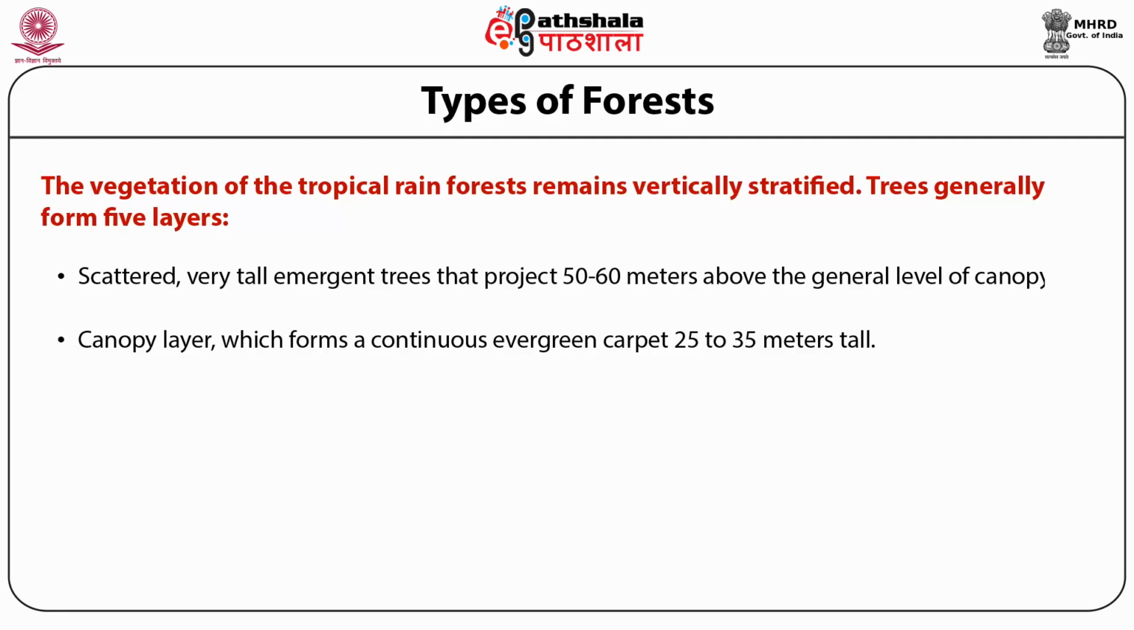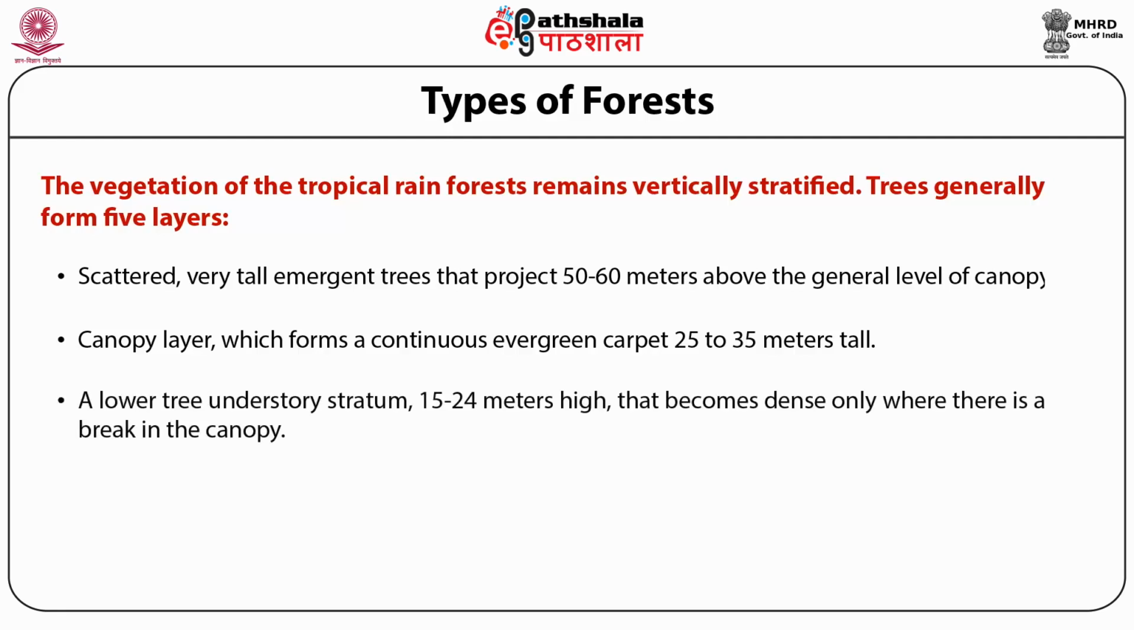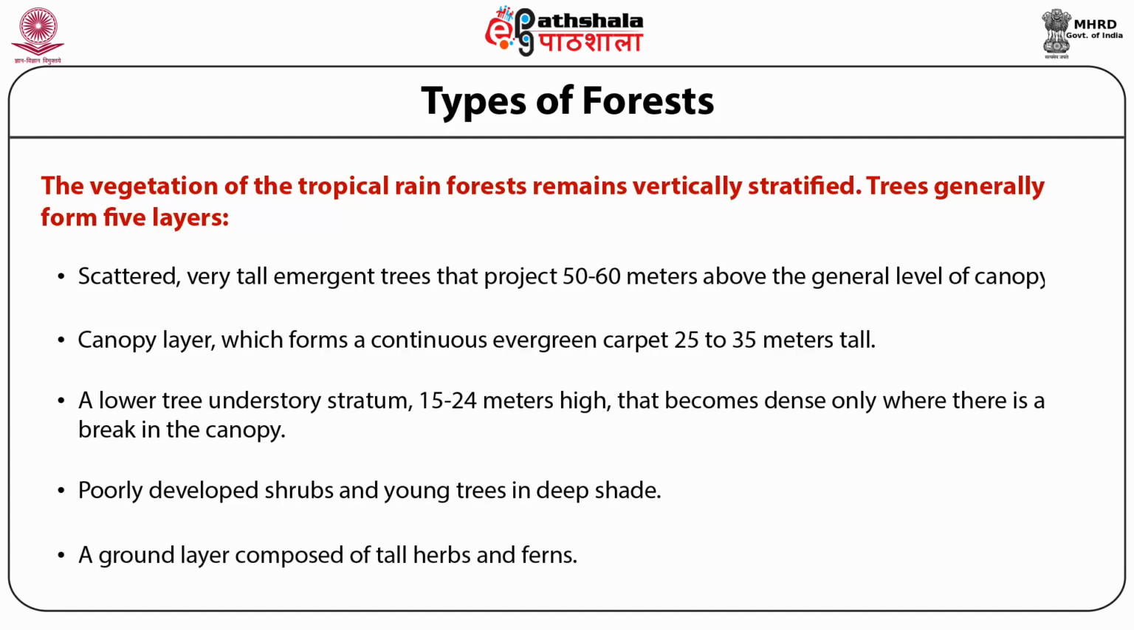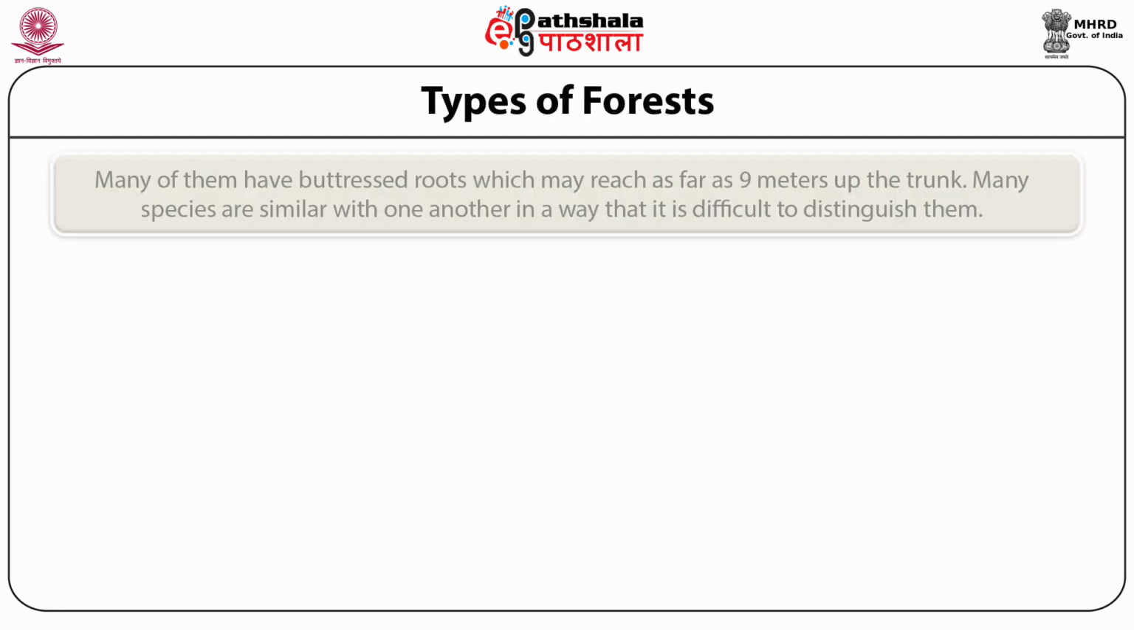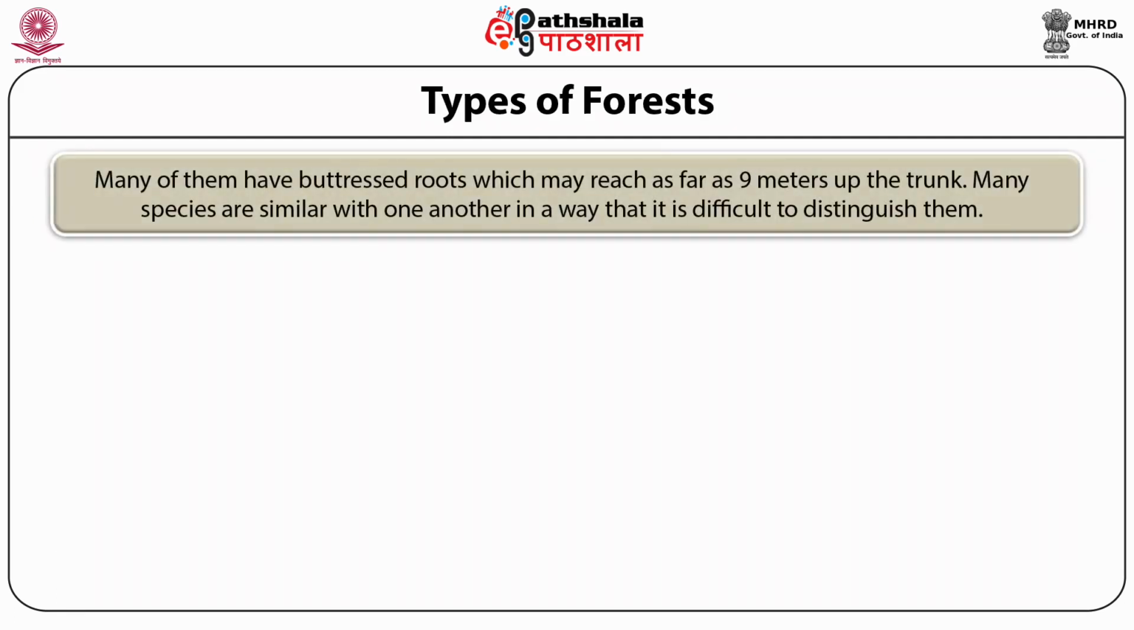Third layer is a lower tree understory stratum 15 to 24 meters high that becomes dense only where there is a break in the canopy. Fourth layer is poorly developed shrubs and young trees in deep shade. And fifth layer is a ground layer composed of tall herbs and ferns. Many of them have buttressed roots which may reach as far as 9 meters up the trunk.